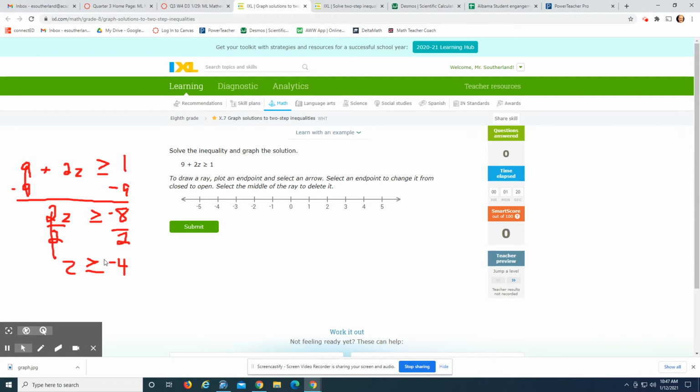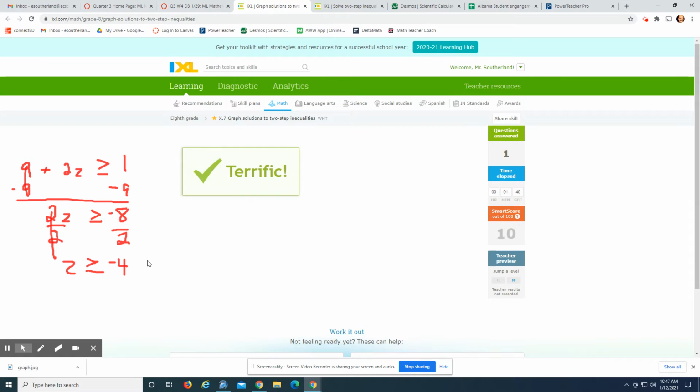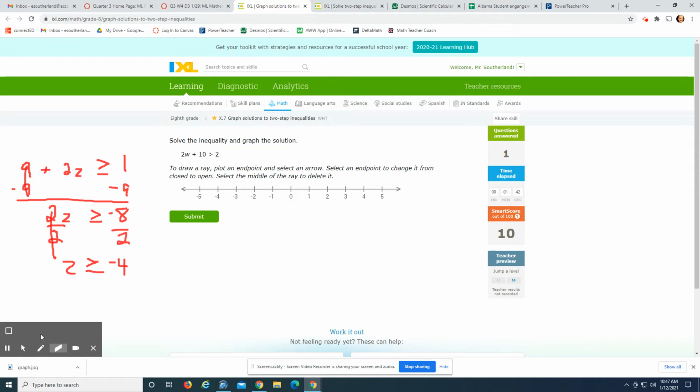And then when you graph it, it has the equals to sign. So that means that you go to negative 4 and you click on it. You see how the circle's filled in? That means it includes negative 4, equal to. And it says z is greater than that. So we go all the way to the side and we click on the arrow so that indicates everything between there. Click submit and you're good to go to the next question.